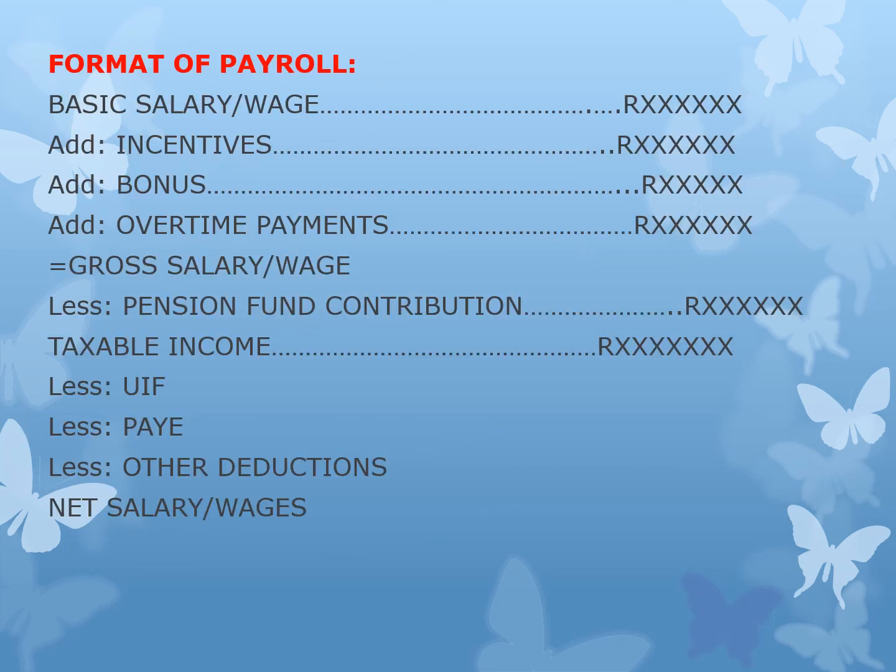Then this is the format of the payroll. Number one, you must show us your basic salary, add your incentives, your bonus, your overtime payments. Then the sum of this gives you gross salary. Then from gross salary, the first deduction, you minus pension fund. The second on the line is UIF. The third is pay as you earn. Then you bring in the other deductions.